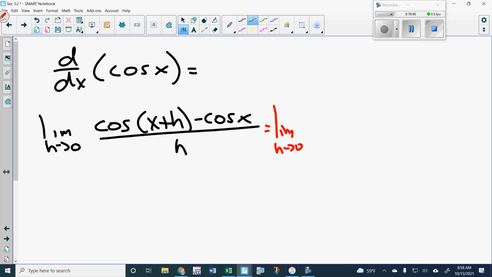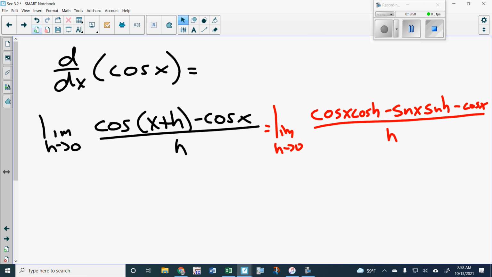What's cosine of x plus h? The cosine of x, the cosine of h, minus the sine of x, the sine of h. I remember that one. The way I remember it is, sine has sine, cosine, plus sine, cosine. Cosine has cosine, cosine, sine, sine, and the sign's opposite. So if this is a plus, that's minus. If this is a minus, that's a plus.